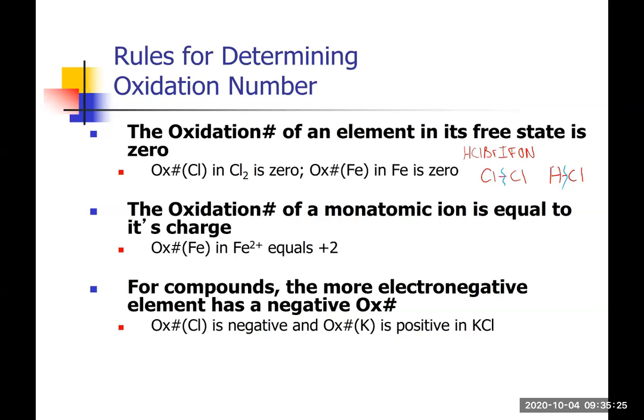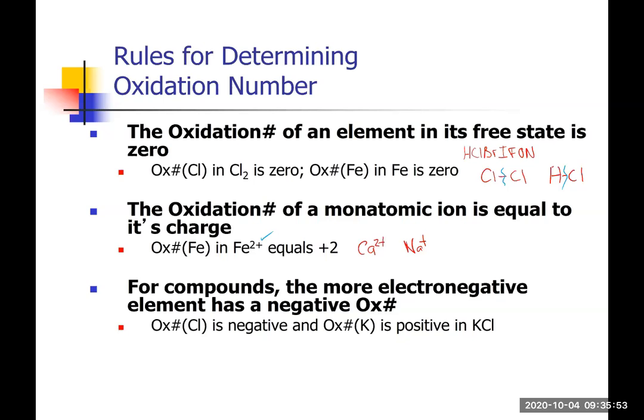The oxidation state or oxidation number of a monoatomic ion is equal to the charge on the ion. So Fe2+ has an oxidation state of 2+. If we had Ca2+, calcium 2+, it would be an oxidation state of 2+. If we had Na+, sodium would have the oxidation state of +1.